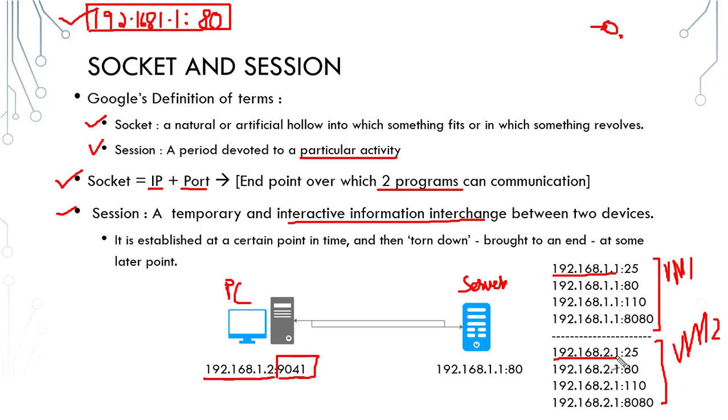Now let's say you want to communicate with a web server which is on virtual machine 1. So how would you connect? There could be hundreds of virtual machines running on the server. So what do you need? You need an IP address, right? But not just an IP address, you also need a port number.